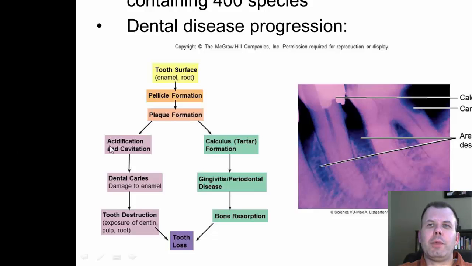Another way this can happen is due to plaque formation. The bacteria produce acid by fermentation of the carbohydrates on your teeth, which then wears away at the enamel, causing dental caries, damage to the enamel, and then tooth destruction from the inside out. And so it can happen in one of two ways, either on the surface of the tooth itself due to the acidification and cavitation by the bacteria, or it can happen underneath in the gums, the inflammation of the gums, which leads to bone resorption and then loss of tooth.